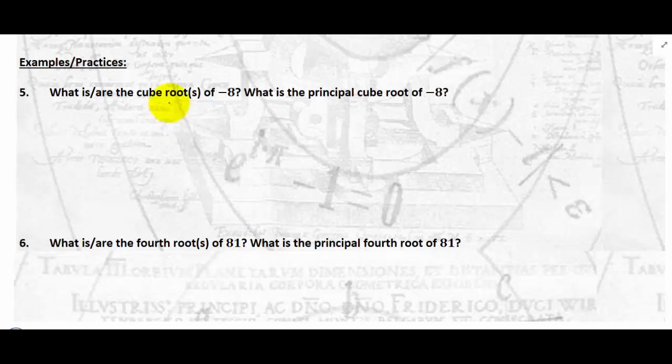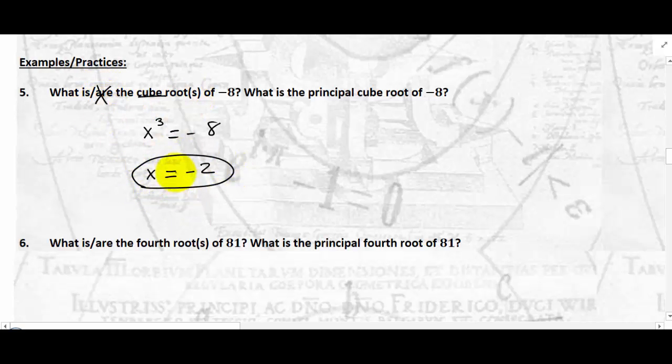So, what is or are the cube roots of -8? I want the cube root, therefore I'm looking at the equation x cubed equals -8. Now I know how to solve this equation. I know this equation has only one real number solution, and it's x equals -2, right? If you cube -2, you find -8. So the cube root of -8, there's only one here, is -2. What is the principal cube root of -8? Well, -2 and -8 have the same sign. Therefore, the cube root of -8 is -2.